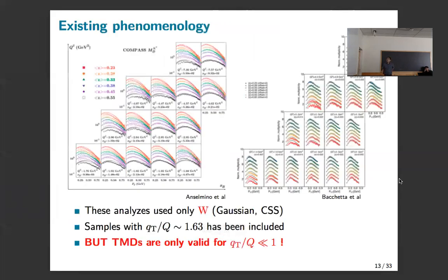Okay, so the phenomenology which exists about these TMDs, and I'm plotting here essentially the COMPASS multiplicities on a deuteron. This is an old work by the Anselmino group using the Gaussian ansatz. You all know about that. There is a more recent work done by the Pavia group. And you can see that the picture is kind of successful, right? You can say that we are describing the data pretty well. But the problem is that when you look at the details more carefully, you can start seeing that there are samples that have QT over Q that are actually quite large. And still all these calculations are within the concept of the W term, the TMD, either with the Gaussian ansatz or the CSS version as here. But the TMDs are actually only valid for a very narrow region where QT over Q is much, much smaller than one.